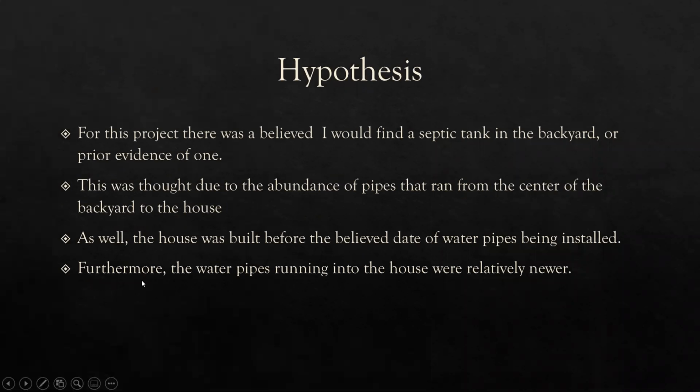So for this, there is the hypothesis that we would find a septic tank or prior evidence of one, whether it be a void space or just a lot of minerals that don't make sense to be there. This is due to the abundance of pipes that run from the center of the backyard into the house, as well as that this is an older house that has been restored, and there are a lot of water pipes that have been installed, and they look newer. When this house was built, it would be believed that it would actually have a septic tank and a well system, because it was before the believed installation date of the water pipes that run from a water treatment plant to the house.